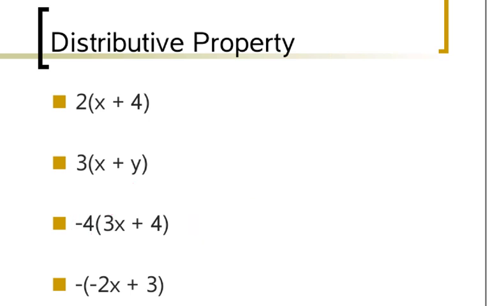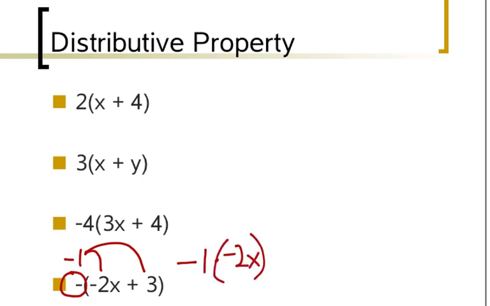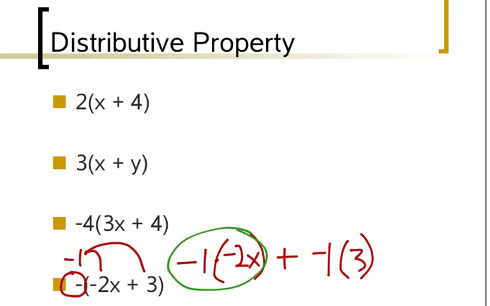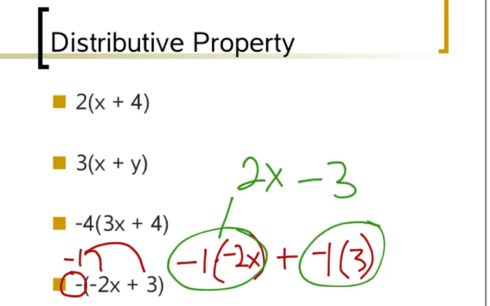In this last problem, there's just a negative sign out in front, and it needs to be distributed. Technically, when it's a negative sign, it's really a negative 1 that needs to be distributed to the negative 2x and to the 3. So it's going to be negative 1 times negative 2x, I can put parentheses around it, plus negative 1 times 3. And if I simplify, this first part should give me negative times negative, which is going to give me positive 2x, and then this is going to be a negative 3. So that's as far as I need to go with that problem.